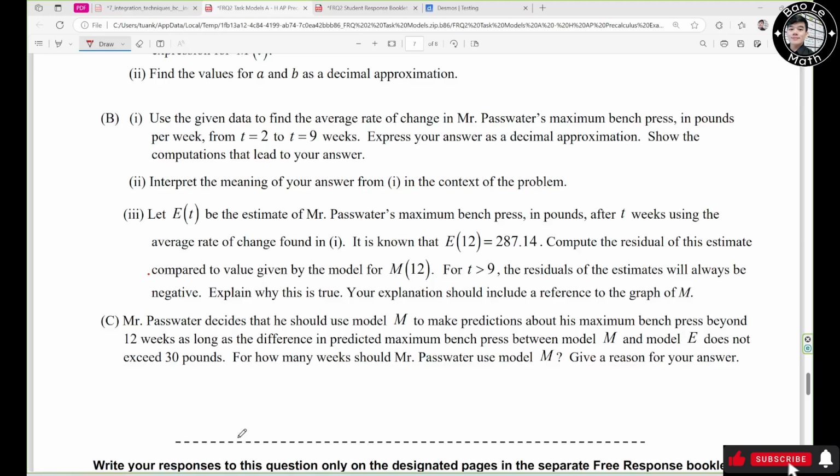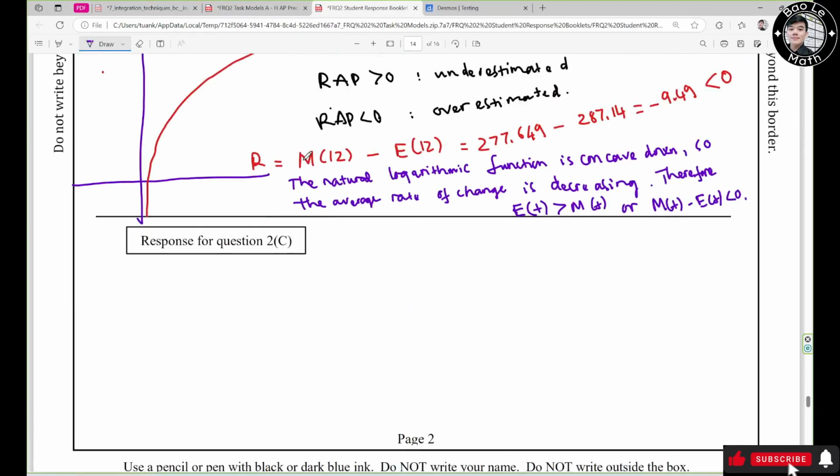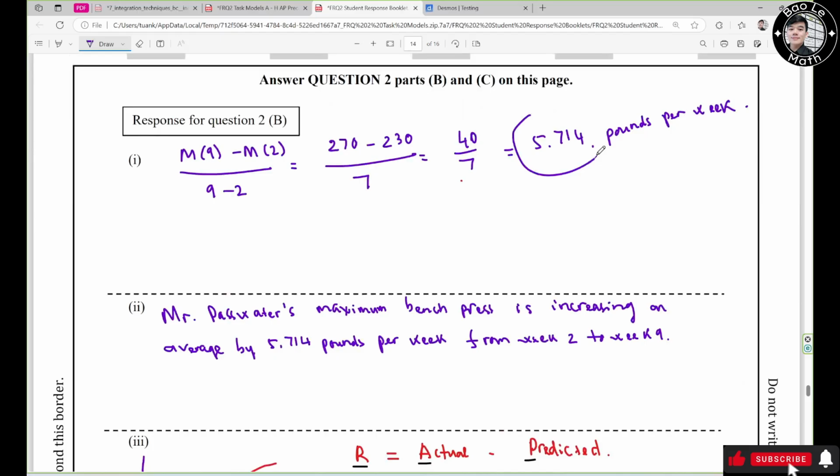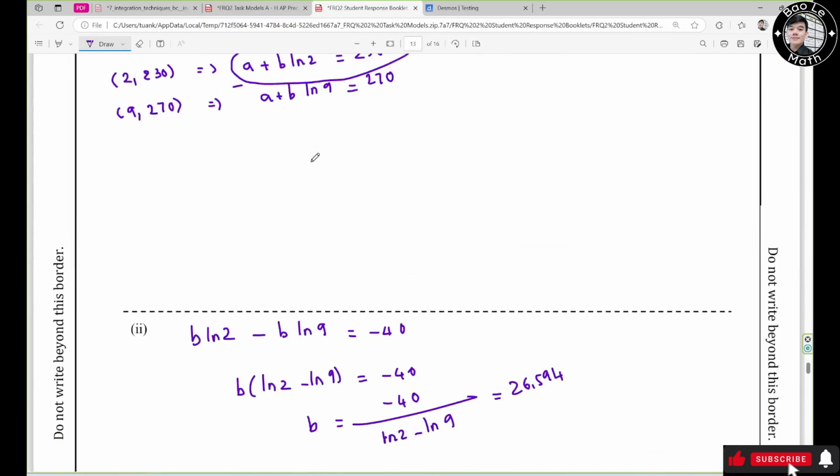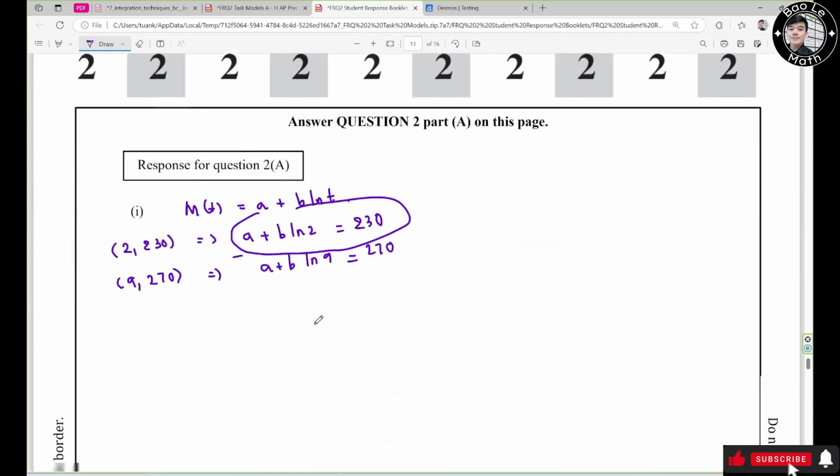Alright, so what we need to do is to find the equation E(t) first, right? Using the average rate of change right here. Alright, so we have the point slope form formula, which is going to be y equals m times x minus x1 plus y1, right? Now, for x1, y1, we can pick the point. It's going to be from here, 9 to 270, right?